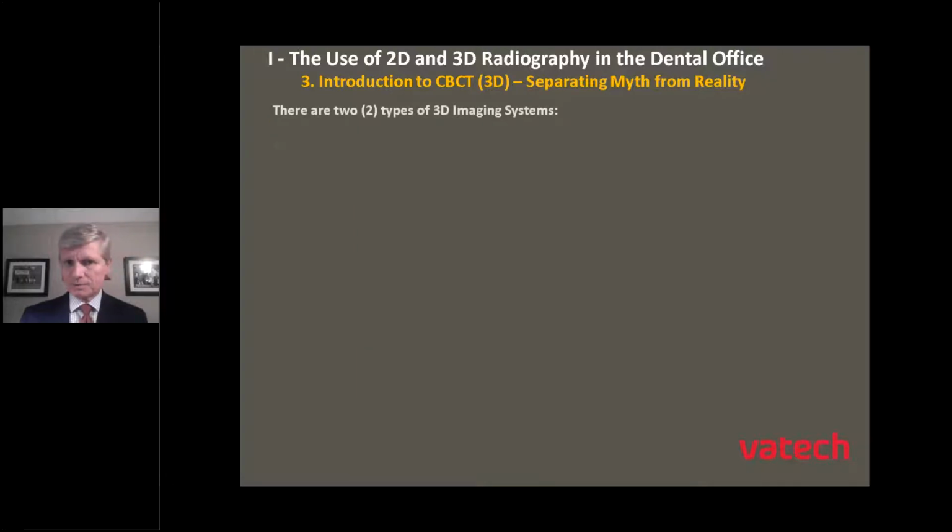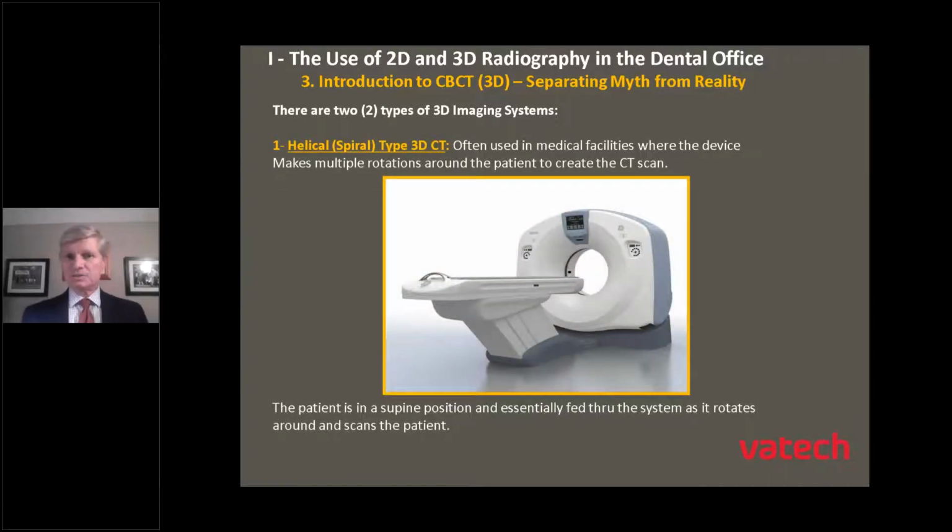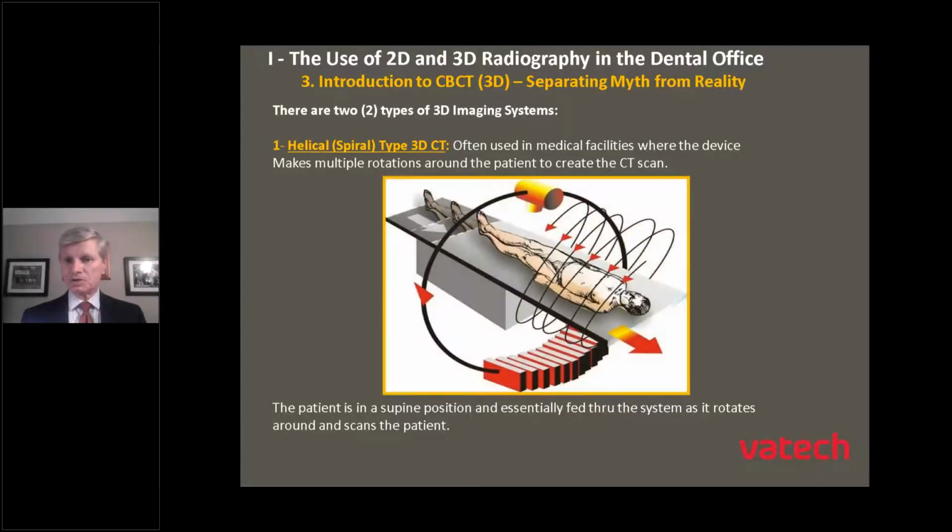So as an example, let's make sure we separate the two different types of 3D technology. The first one we're looking at here is something you would see typically in a medical facility, the helical or spiral type of 3D CT systems. In this case, the patient would be lying down as shown in this illustration, and the X-ray source is essentially a very thin beam of radiation that's rotating around our patient.